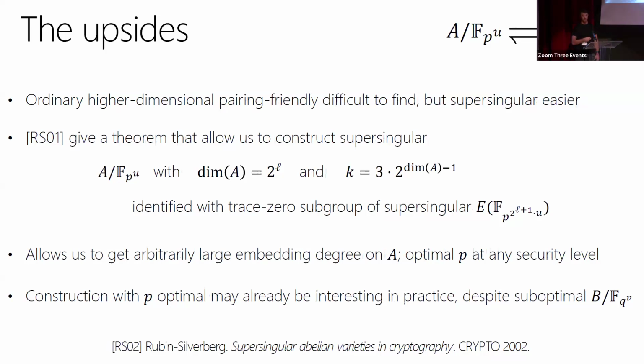The dimension here is growing exponentially in L, but the good thing is that our embedding degree grows exponentially in the dimension. So the hope is that, yes, we're going to suffer by doing more complicated arithmetic over extension fields here, but we're getting a boost in the embedding degree. What that allows us to do is get arbitrarily high embedding degrees on the A side, which, especially as the security level goes up, means we can get the optimal size of P on the left-hand side at any security level.